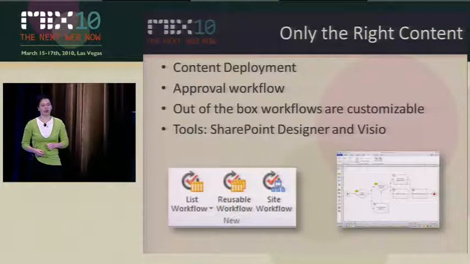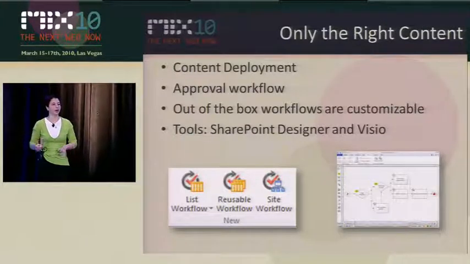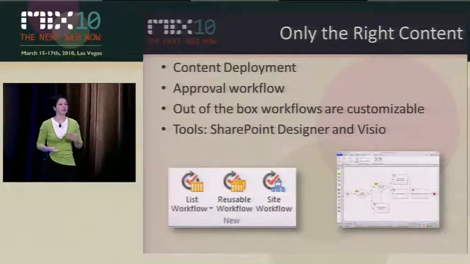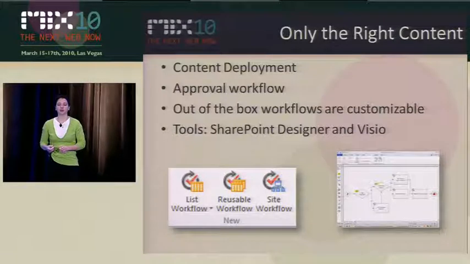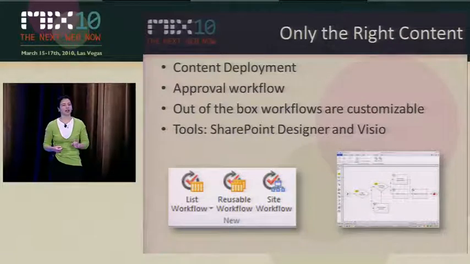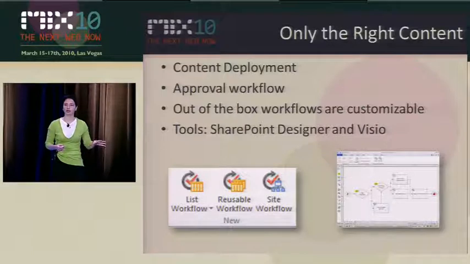Another feature is showing only the right content, right? You've got the right language and the right colors. You really only want to show the right content. And there's a few ways you can do that. There's first this concept of content deployment. That's a feature that we've had since 2007. And if you've worked with it with 2007, it got a kind of bad rap because it wasn't quite fully fleshed out. But in 2010, we've done our best to make it as rock solid as possible.